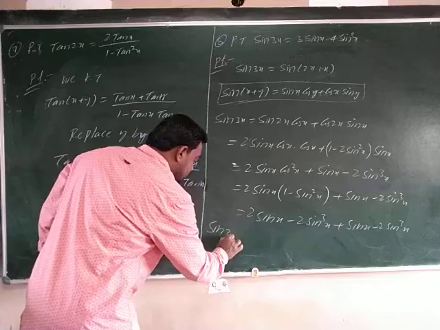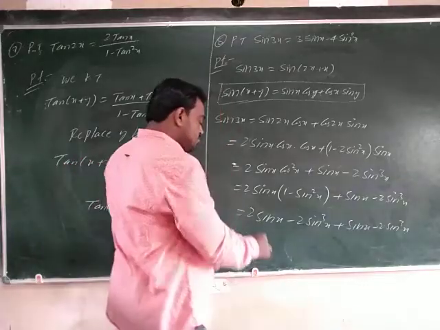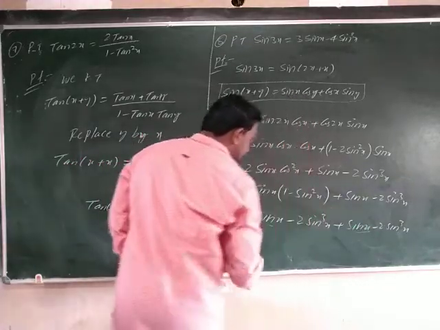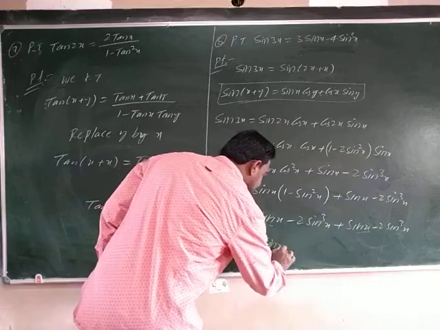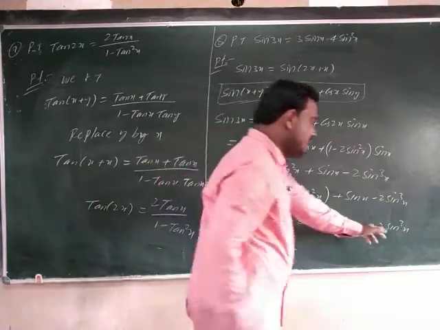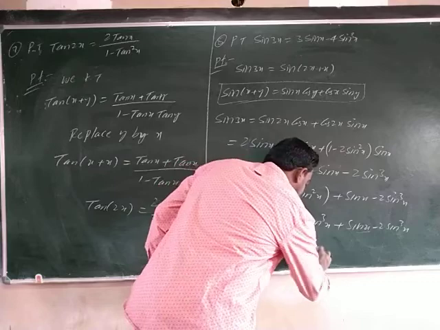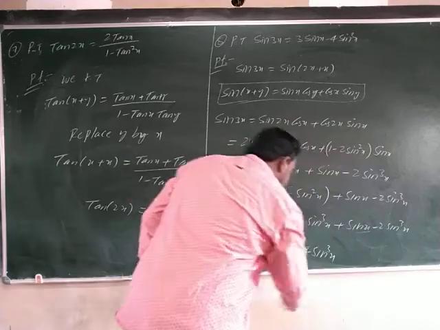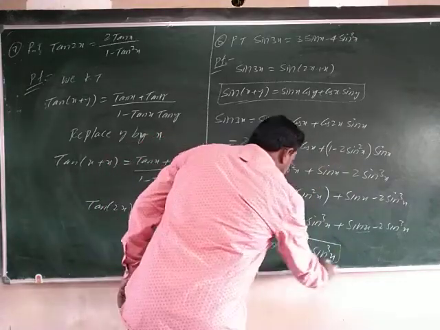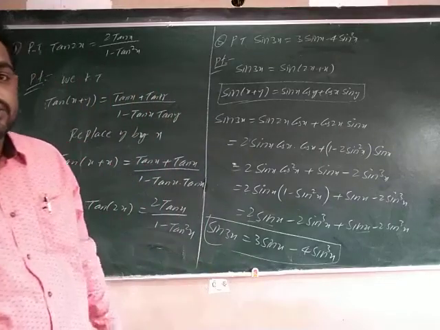Therefore sin 3x is equal to 2 sin x plus sin x, total 3 sin x, minus 2 sin cube x minus 2 sin cube x, total minus 4 sin cube x. This is the proof. Okay.